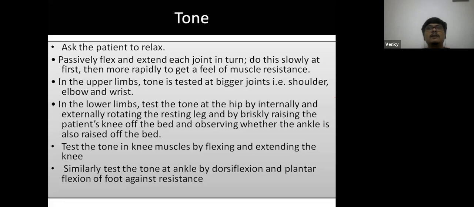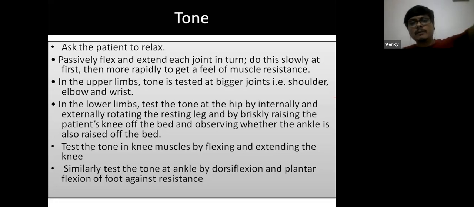I can only say this theoretically, without a patient. I don't know how well you understand. So first ask the patient to relax, then passively flex and extend each joint in turn. Do it slowly, then do it fast, and feel how much resistance there is. In the upper limb, tone is tested in the bigger joints, especially the shoulder, elbow, and wrist.